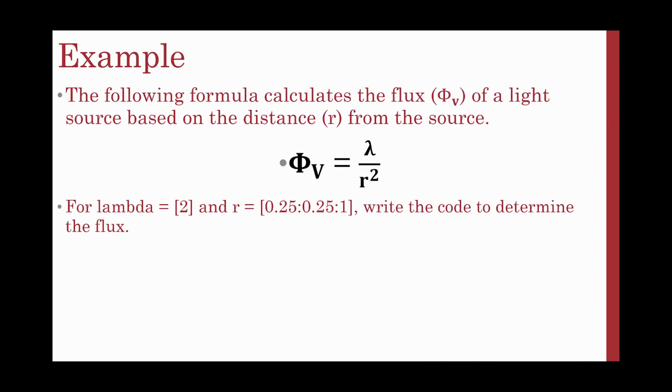So let's look at another example. We're trying to calculate the flux of a light source based on the distance from the source, given by the equation phi equals lambda divided by r squared. We have lambda is equal to 2 and r is equal to a sequence of 0.25 in steps of 0.25 to 1. So we're going to write a code to determine the flux.